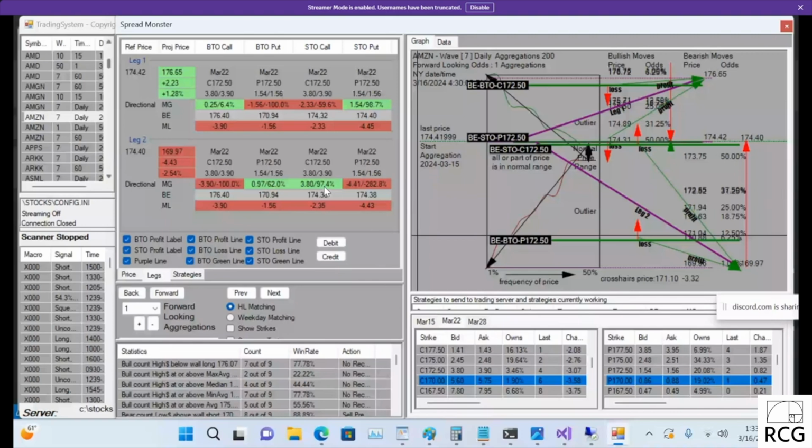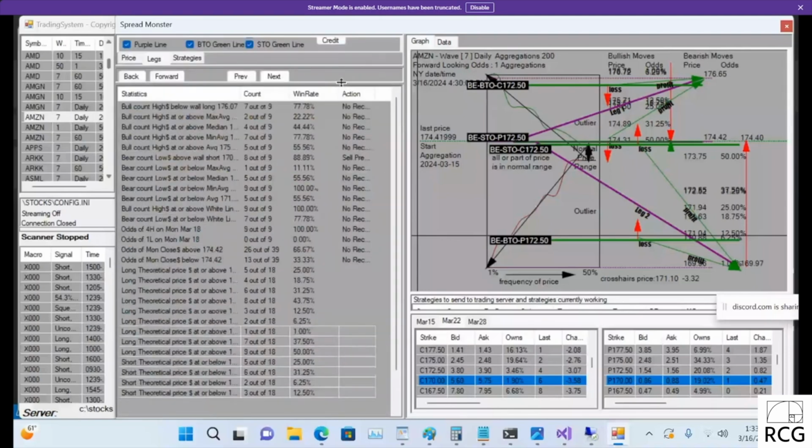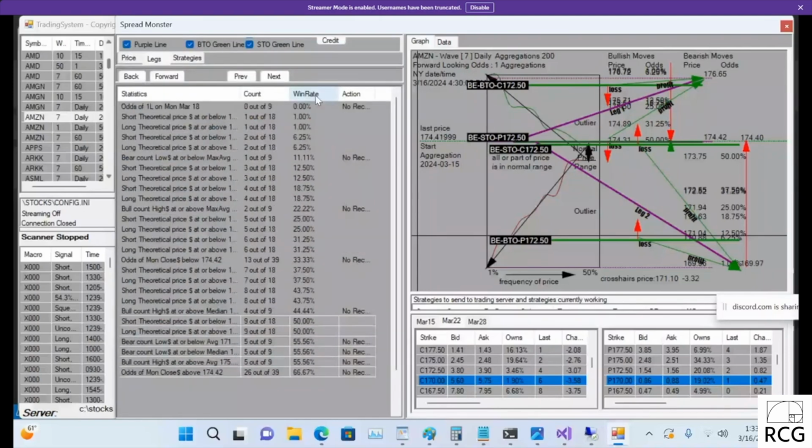I love the stats on the bottom. The bull count high. Can you show me that on SPX? Does it look like the win rate? Yeah, we'd love to show you the premium stats. Oh, sure.